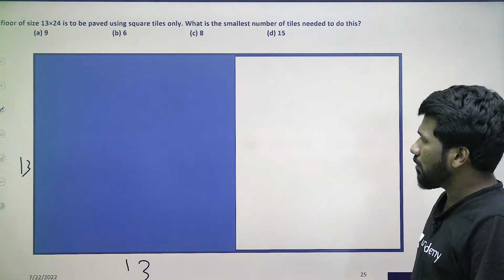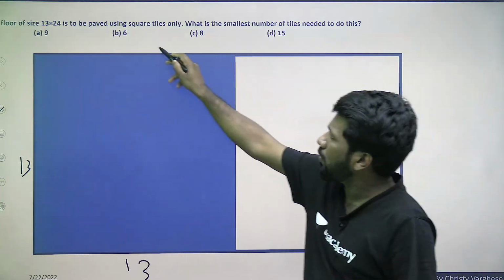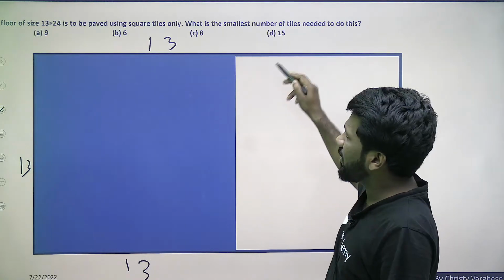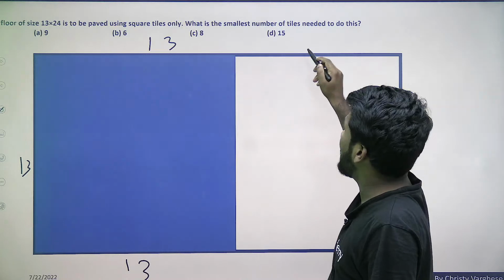So the first square we already fixed. Once you fix that square, the total is 24, and 13 is used, so definitely 24 minus 13, 11 is remaining.